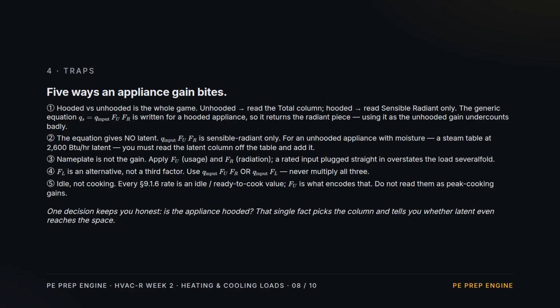Traps. 5 ways this bites. 1. Hooded versus unhooded is the whole game. Unhooded read the total, hooded read radiant only, and the generic equation is a hooded equation. 2. That equation gives no latent. For a moist unhooded appliance, add the latent column. 3. The nameplate is not the gain. Apply both factors. 4. FL is an alternative to usage times radiation, not a third multiplier. 5. Every rate is idle, not peak cooking.